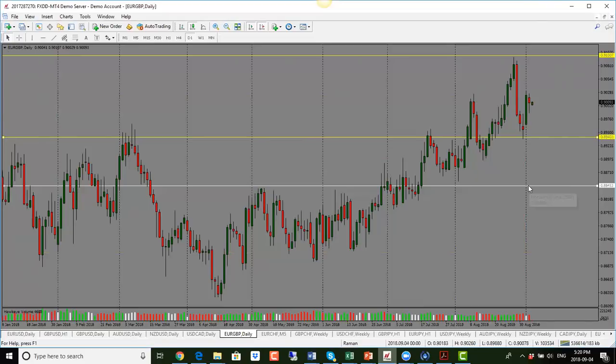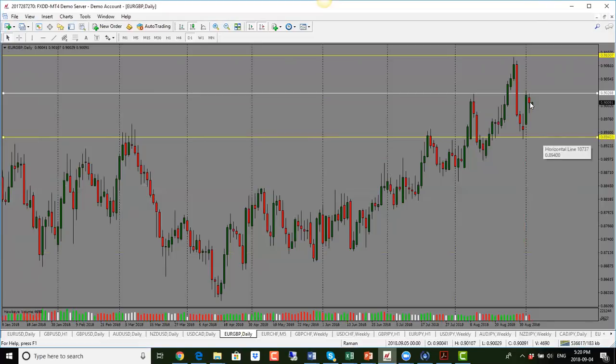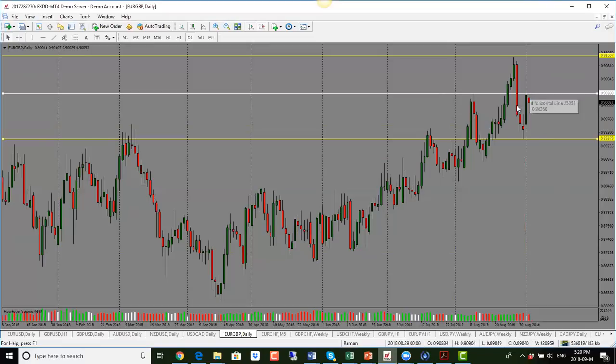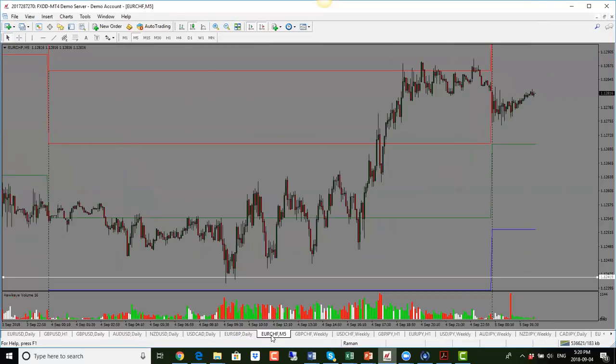It is holding below this support resistance level. As long as it holds below the 0.9020 level, then chances are it is going to drop. The next target for this one will be the bottom of this bullish candle here, the 0.8960 level to the downside. So bias is neutral to bearish for Euro pound.